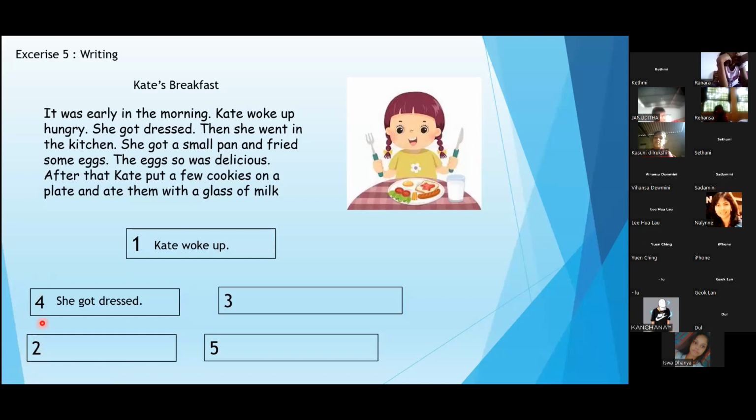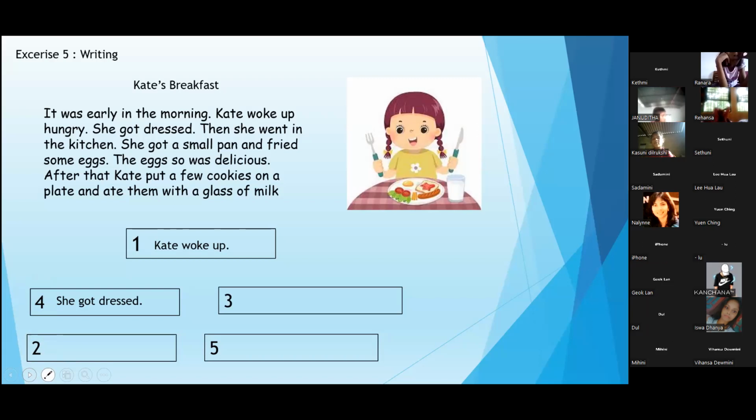Children, I apologize for the error here. So this is supposed to be number 2, okay? So please take note. All right. And then after she got dressed, what happened? What did she do? She went into the kitchen. Yes. Then she went in the kitchen. Very good. Well done. So after she went to the kitchen, what happened? She fried some eggs. Very good. Excellent.